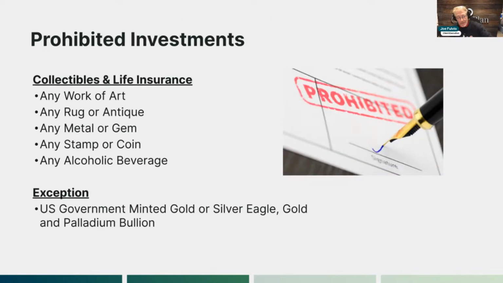Some stuff you can't do. You can't own art or anything collectible, basically. Gems, stamps, and coins, no booze. The exceptions are the not only U.S. government minted gold, but also Canadian Maple Leafs and Chinese Pandas and anything that's established as a commodity type of precious metal investment. There are some interesting workarounds in this area.